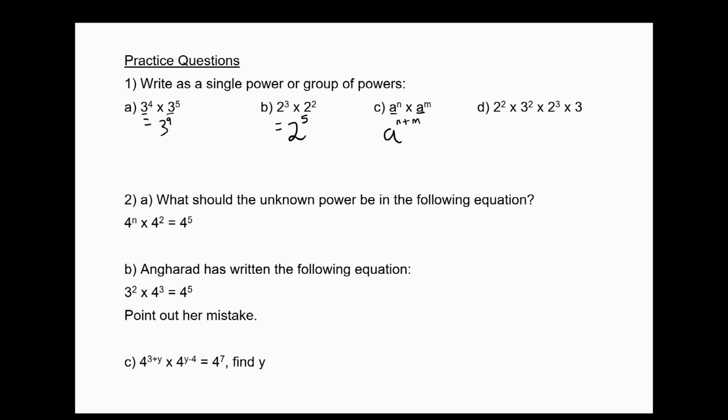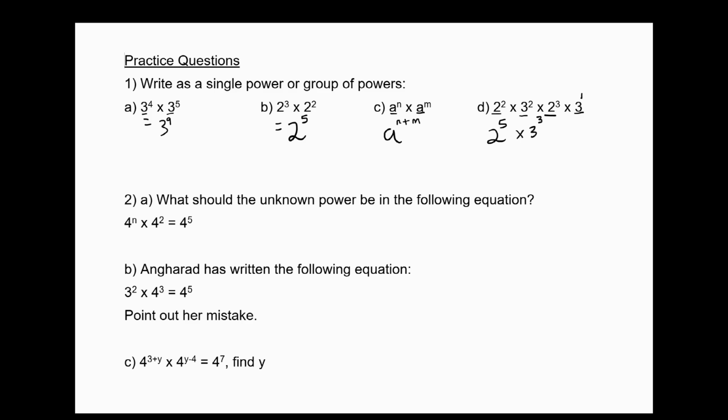For D, we group together all of the bases that are the same. 2 squared times 2 cubed is 2 to the power of 5. And then 3 squared times 3, remembering 3 is 3 to the power 1, is going to be 3 cubed. So because the question was just to write as a single group of powers, we have 2 to the 5 times 3 cubed.